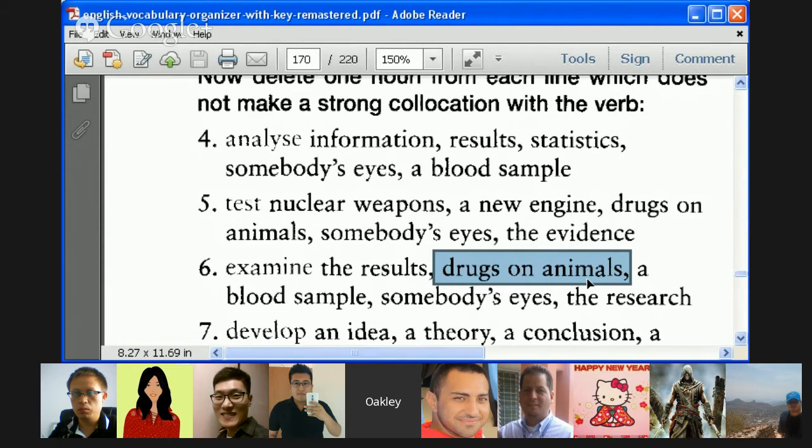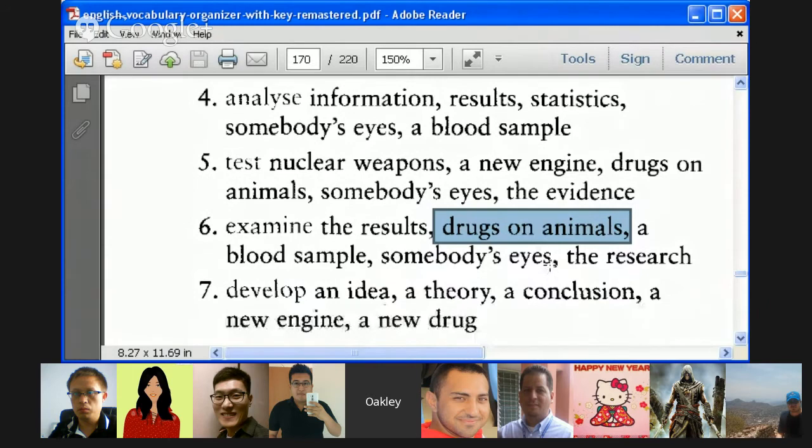The results of the experiment, the results of the test. You can't examine drugs on animals. You can examine drugs, I suppose, but drugs on animals doesn't really make sense. You can test drugs on animals, but you can't examine them. Examine is close to analyze, okay? So that's a little strange.